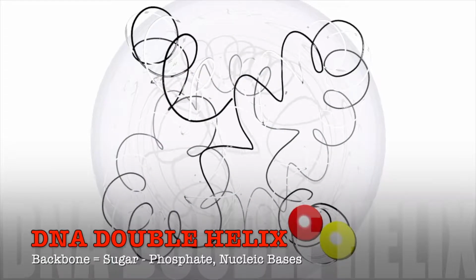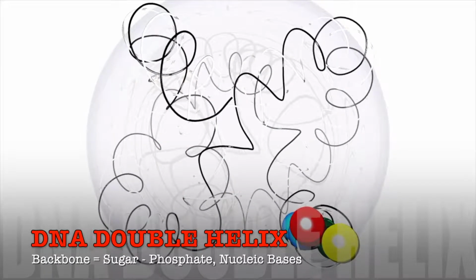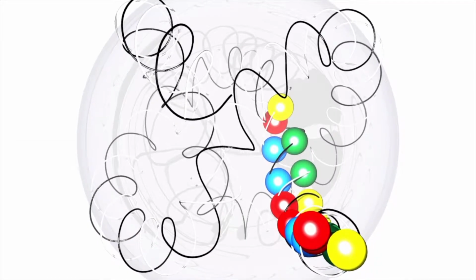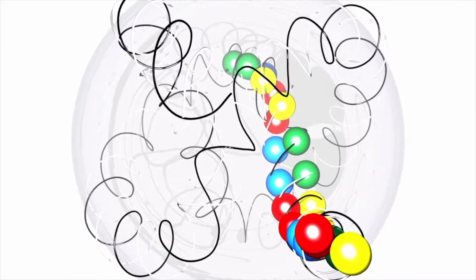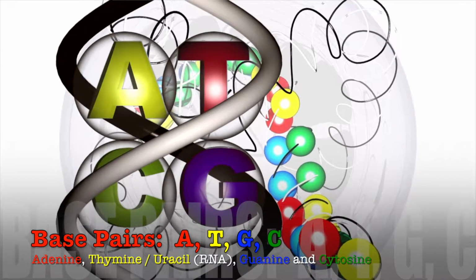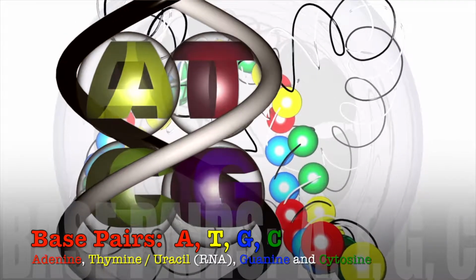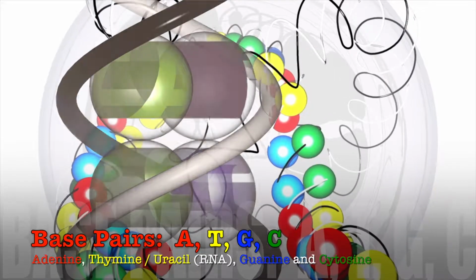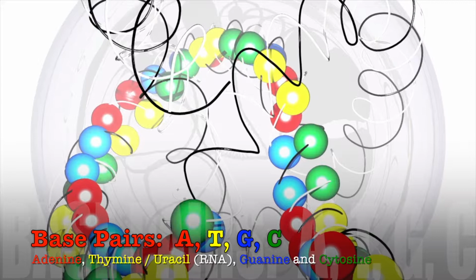The helical backbones of DNA are a phosphate deoxyribose. These backbones are connected by a base pair of nucleic acids. DNA is composed of an ordered string of 4 different bases: adenine, thymine, guanine and cytosine, referred to as A, T, G and C.